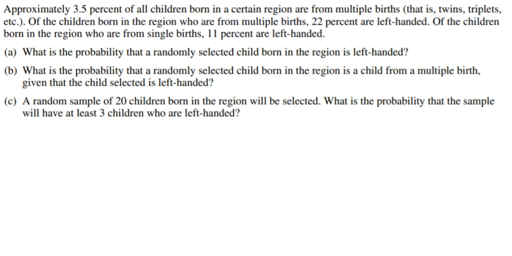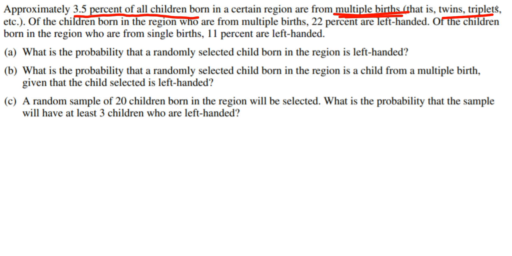Let's take a look at the 2018 AP Statistics exam, problem number 3, which relates to probability. So let's take a look and see what we have to say here. So the problem is describing that 3.5% of all children born in a certain region are from multiple births. So that means like twins, things like that. Okay, twins or triplets, those kinds of things.